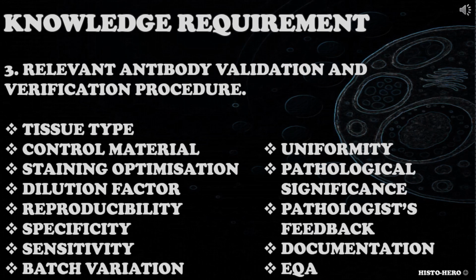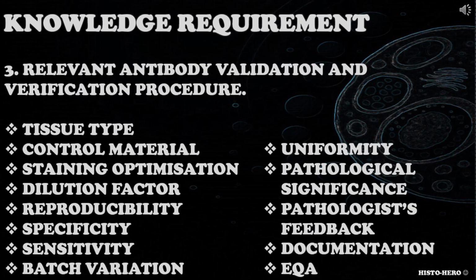The third knowledge requirement is relevant antibody validation and verification procedures. Candidate needs to have the knowledge and understanding about antibody validation and verification. You could ask the candidate to name the steps taken during validation and verification, to explain the need for control material, to state the important dilution factor and staining optimization, to explain the role of feedback during verification and validation process, to list the relevant documentation, extension to scope and so on.